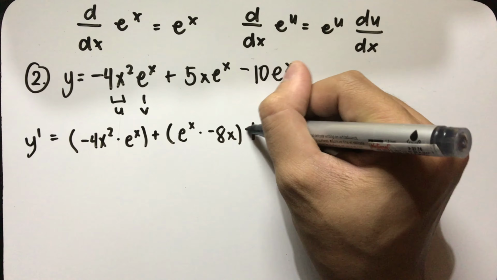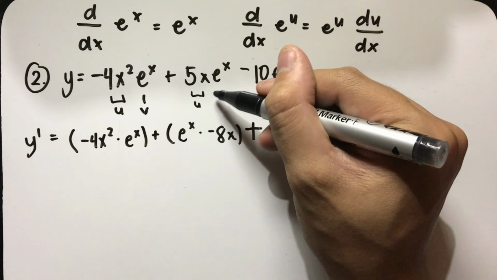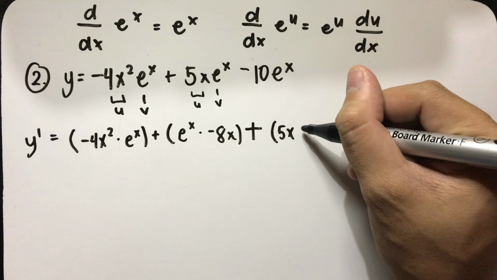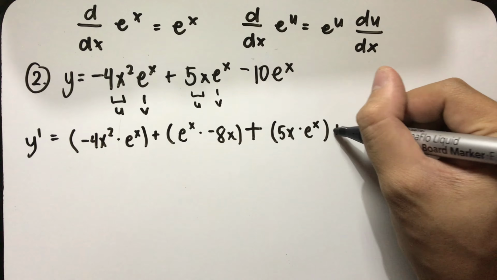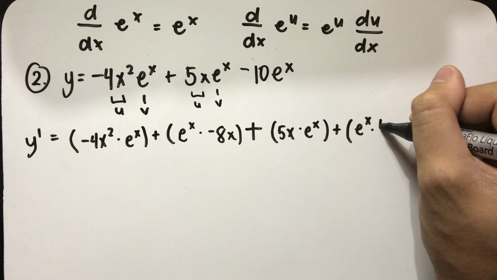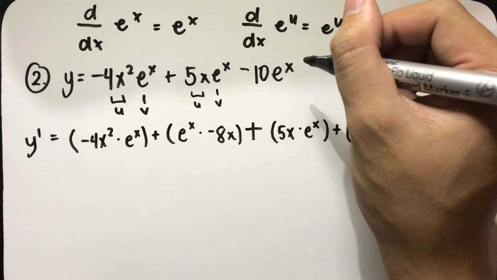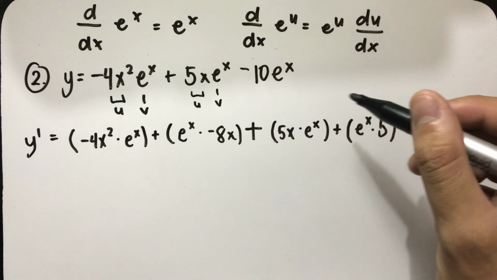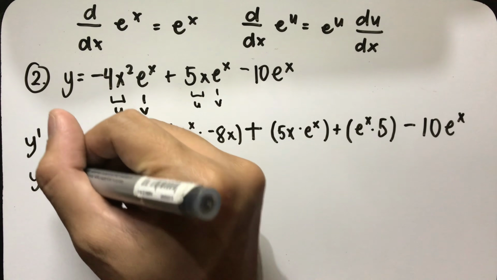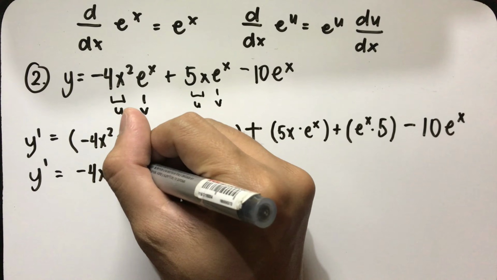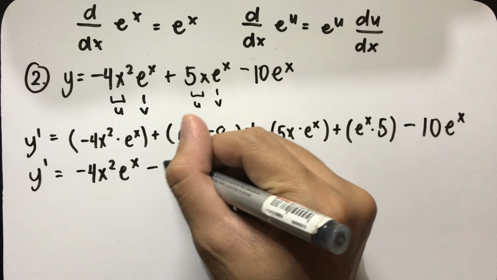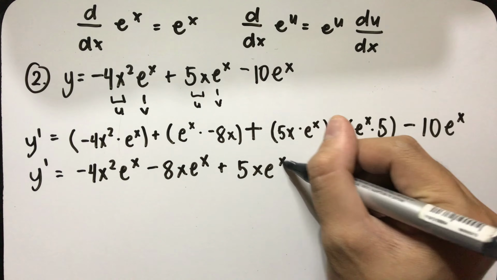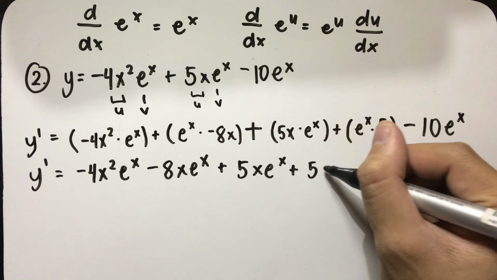We let 5x be u and e raised to x be v, and the derivative will be 5x times e raised to x plus e raised to x times 5, minus the derivative of the third term, which is 10e raised to x. And by simplifying it, the answer will be y prime is equal to negative 4x squared e raised to x minus 8x e raised to x plus 5x e raised to x plus 5e raised to x minus 10e raised to x.